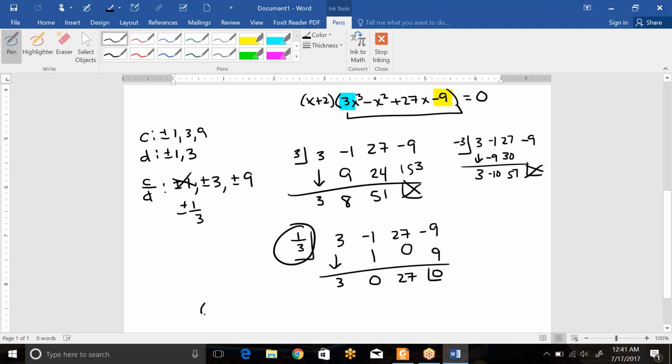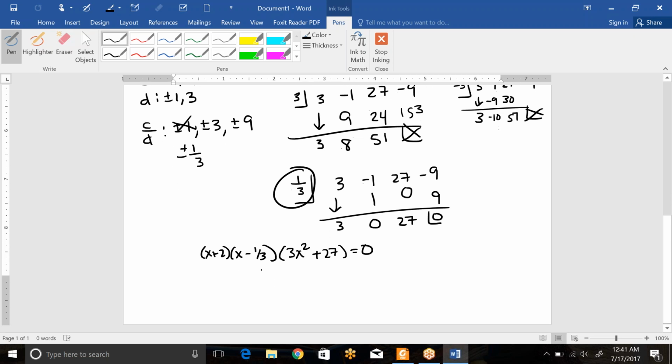And then what we have is x plus 2, x minus 1/3 from this new one, because remember you always have to think what it would be before they solved it. And now I have 3x squared, no x term, and then plus 27. Now once you get down to a quadratic, you can solve this piece without doing the synthetic division. So we know that x equals -2 because of the first factor. x also equals 1/3 because of the second factor and the second round of synthetic division.